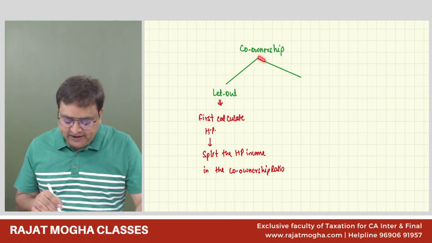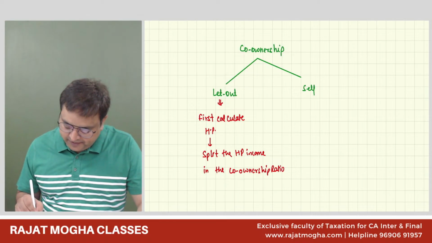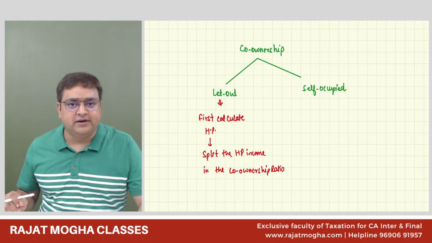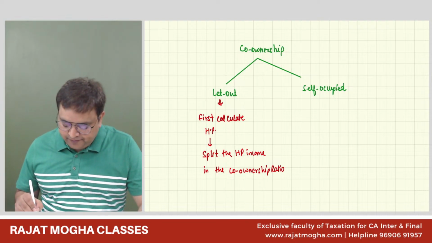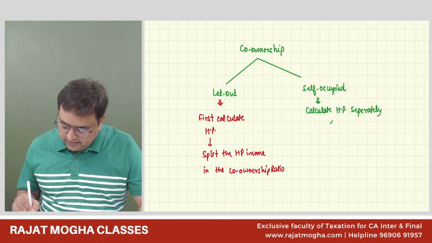But if the property is self-occupied, then you have to start separately for each co-owner. So if the property is self-occupied, then calculate house property income separately for each co-owner.